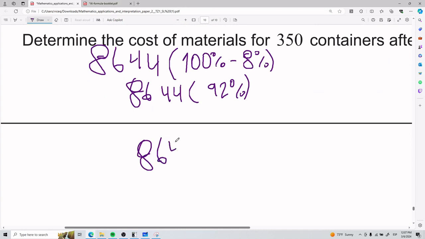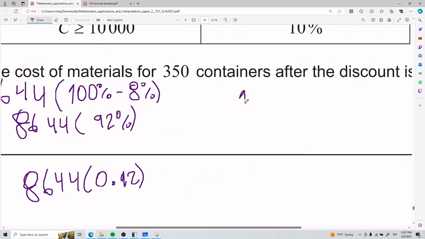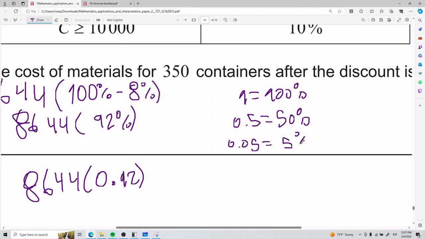Now, how do you express 92 as a percent? You leave it as 0.92. Why? Well, 1 is 100%. 0.5 is 50%. 0.05 is 5%, which means that 0.005 is 0.5%. As long as you memorize just some of these, you're going to be able to convert decimals to percent and the other way around effectively.